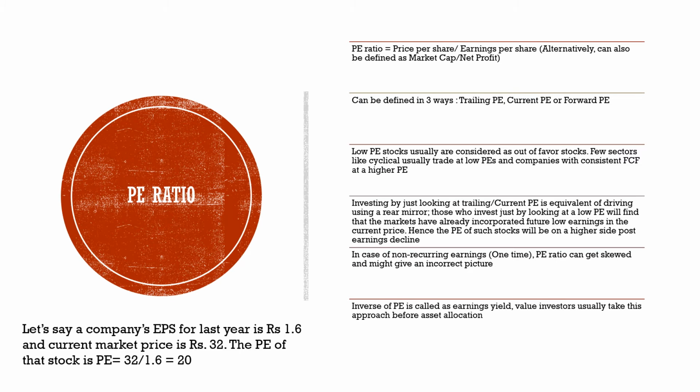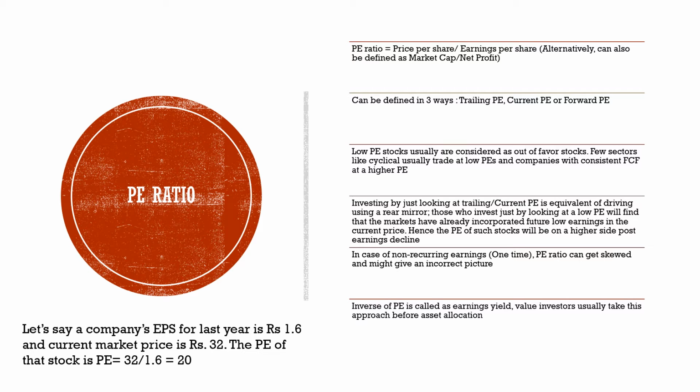So first we'll talk about the PE ratio. What exactly the PE ratio means is that you take the current market price of that particular share in the numerator, and then you divide that by the earnings per share, which is in the denominator, and the result of that would be the PE ratio.